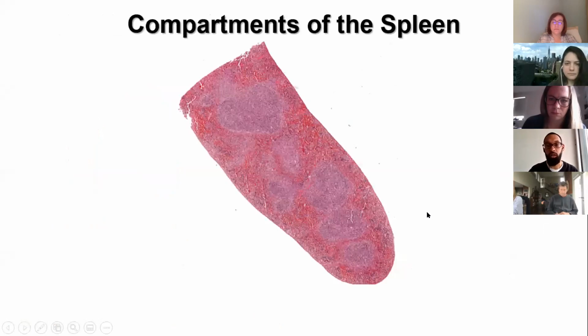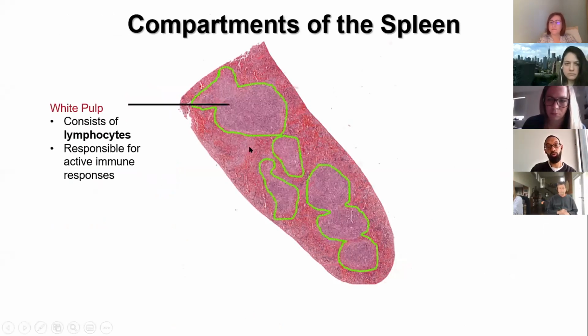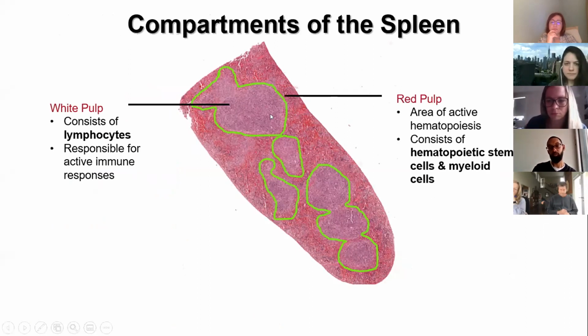There are really two major compartments of the spleen. The first is the white pulp, which is outlined here in green, these purplish areas. The white pulp consists of lymphocytes, and it's responsible for active immune processes. And then there's the red pulp, this red area, which is the area of active hematopoiesis. In the red pulp, you can find niche cells, as well as hematopoietic stem cells and myeloid cells.